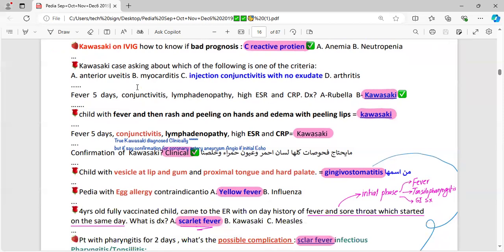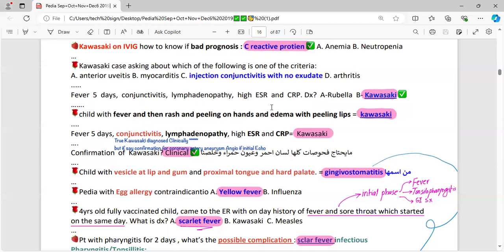Kawasaki case asking which of the following is one of the criteria: anterior uveitis, myocarditis, and injection conjunctivitis with no exudate. We know that uveitis also occurs in Kawasaki, myocarditis also, and arthritis also. It is generalized vasculitis inflammation. So that would not be part of the Kawasaki criteria. That would be inflammation at the site of injection or no exudate.